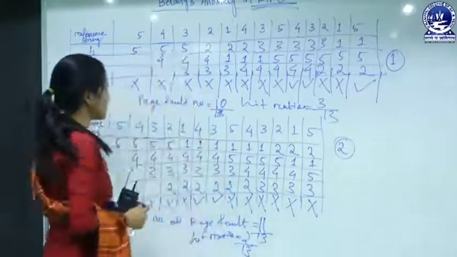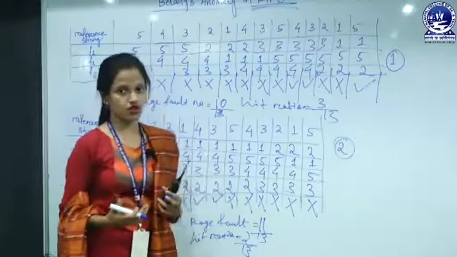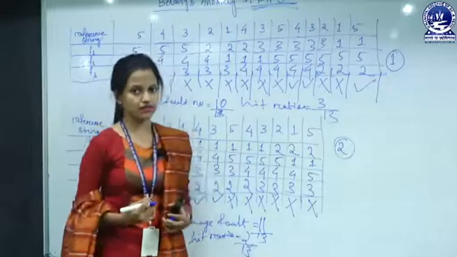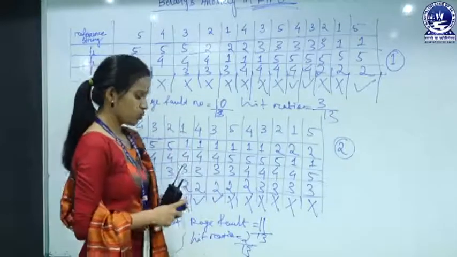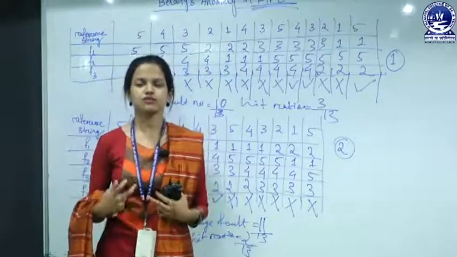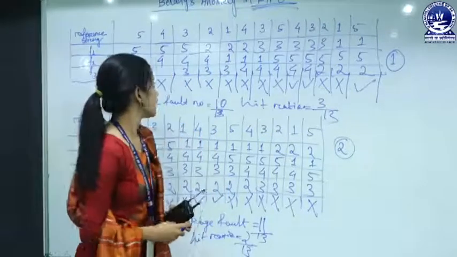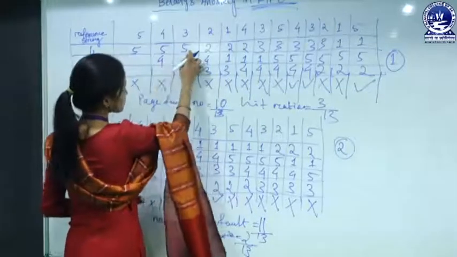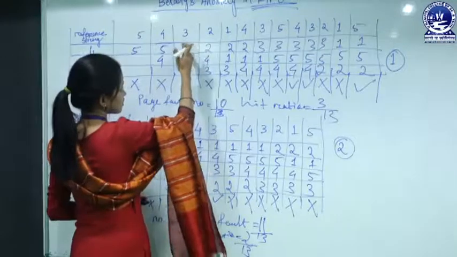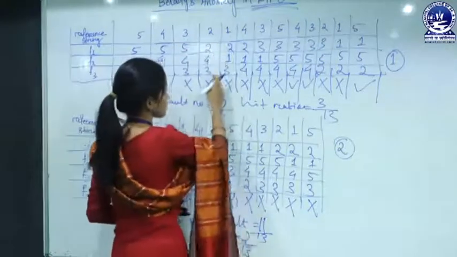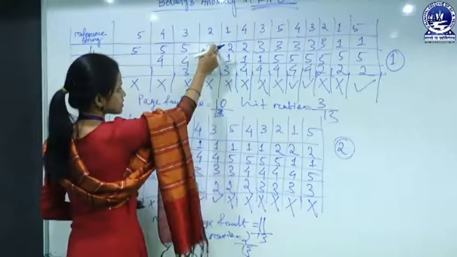See here in this example why this occurs in FIFO page replacement. The main disadvantage is we always replace the active page. That's why page faults increase. Like here, 5 is used, again at the place of 5, 2 is replaced. Now again 2 is replaced.